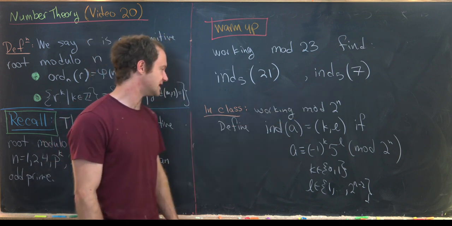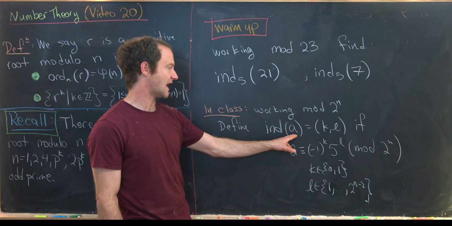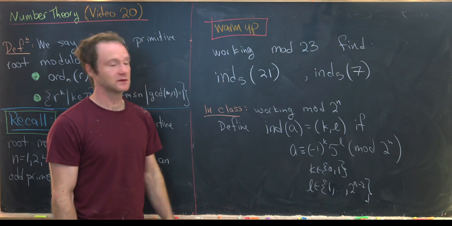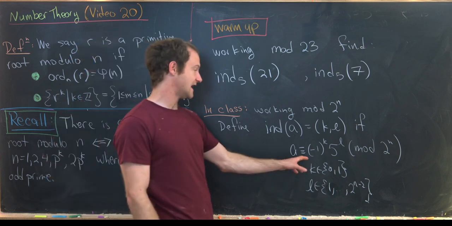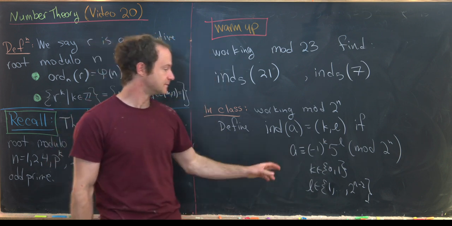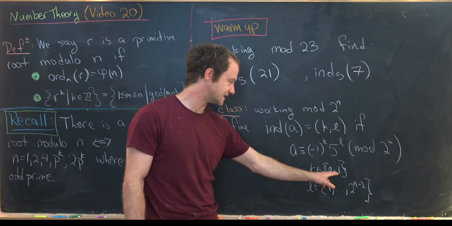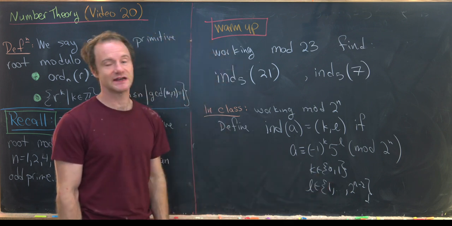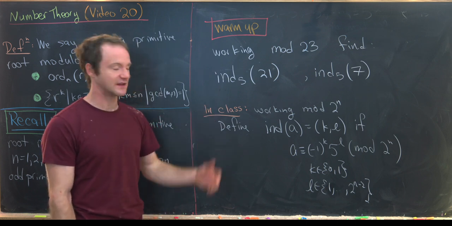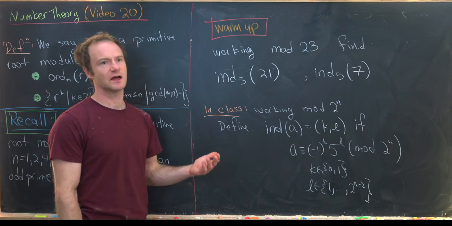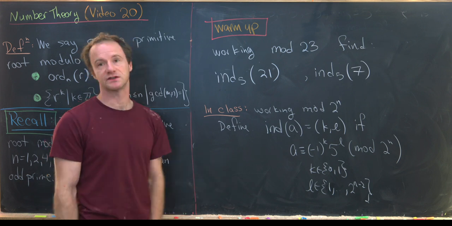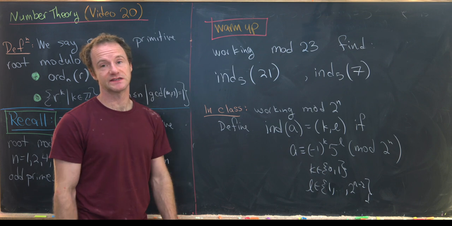So working mod 2 to the n, we can find the index of A mod 2 to the n is equal to (K, L). So it's an ordered pair. A is congruent to (-1) to the K, 5 to the L, mod 2 to the n. Here K is between 0 and 1, and L goes between 1 and 2 to the n minus 2. So that's built off of this last theorem that we proved that said all of the reduced residues mod 2 to the n are plus or minus 5 squared, and so on and so forth. So this further generalizes the notion of a primitive root.